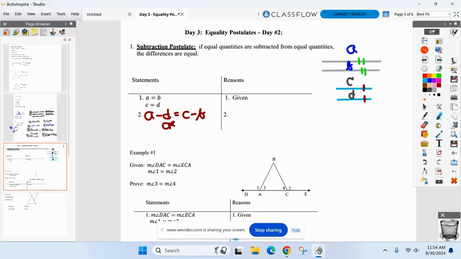Jude, how about another one? A minus C equals, what was the other one? B minus D. Yep. And this is now called the subtraction property.